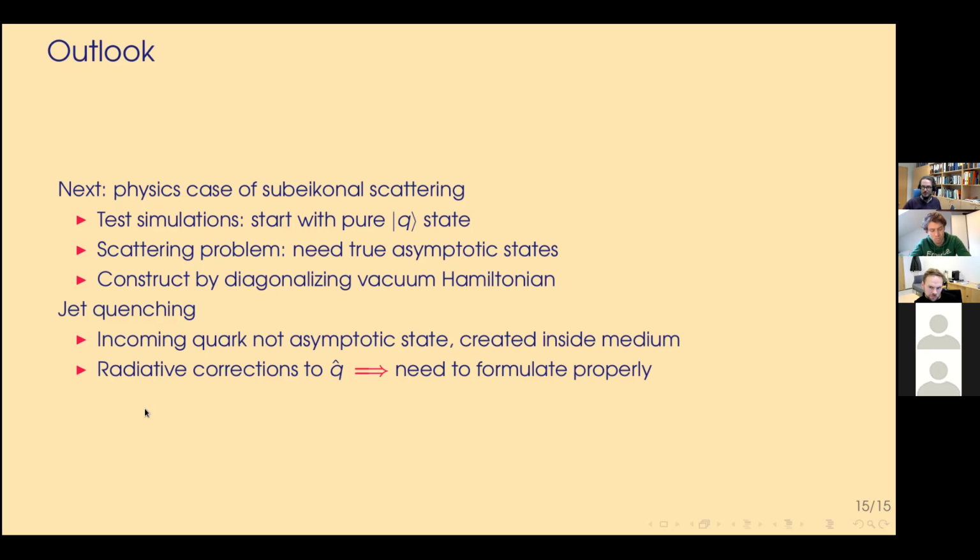And then, for example, I would like to use this to understand very explicitly the question of radiative corrections to Q hat. But what somehow still needs to be done, I think, is that we need to find from somewhere the proper way of formulating things. What would one want to use this for? And if there are good ideas, I'm very interested in hearing them.